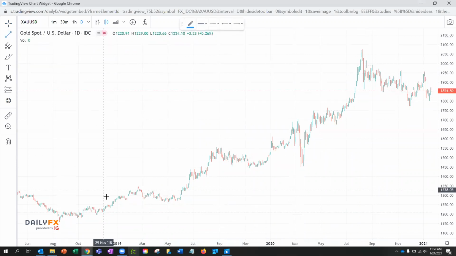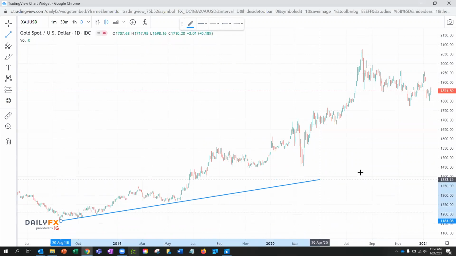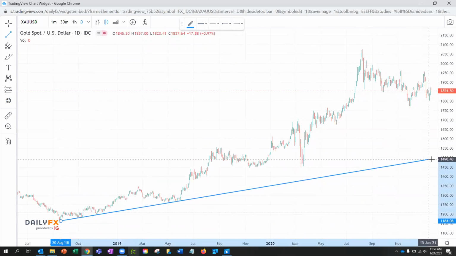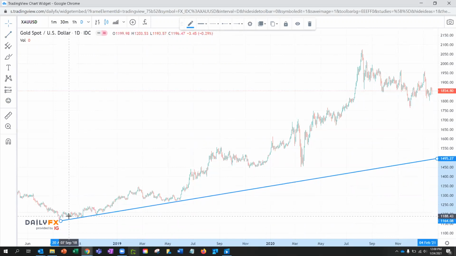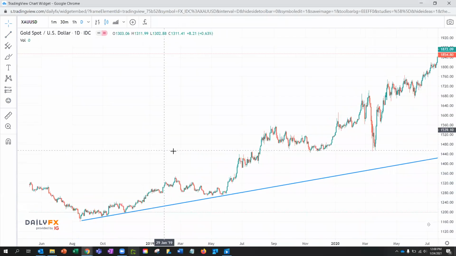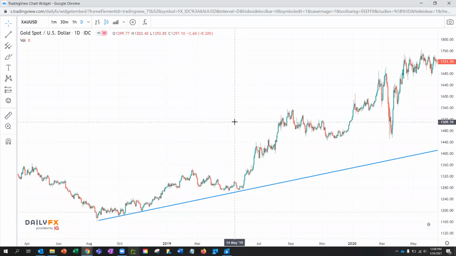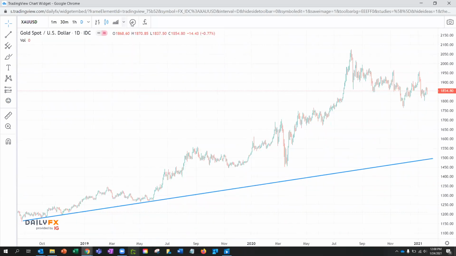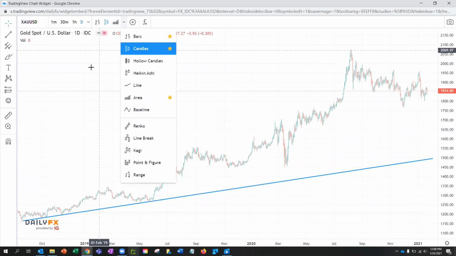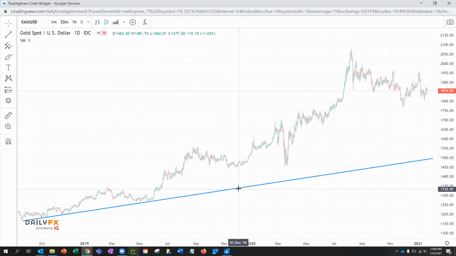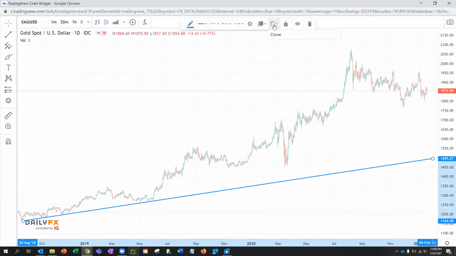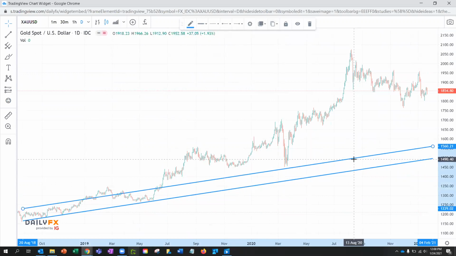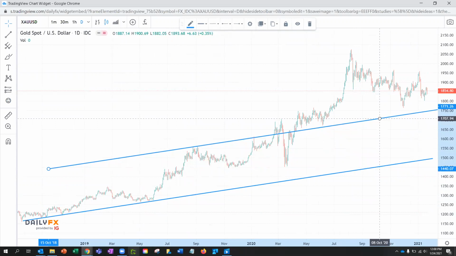So the first thing I'm going to do is draw a trend line, and I'm going to establish my ultimate lows. And what that does is connect the ultimate lows along this trend that started back in late 2018. So now that I've established that angle, what I can do is clone this line to find nearer support and resistance zones that are more relevant to trading today or this week.